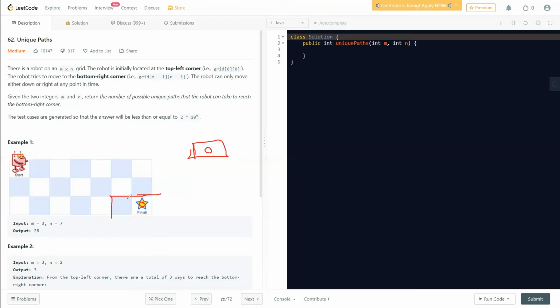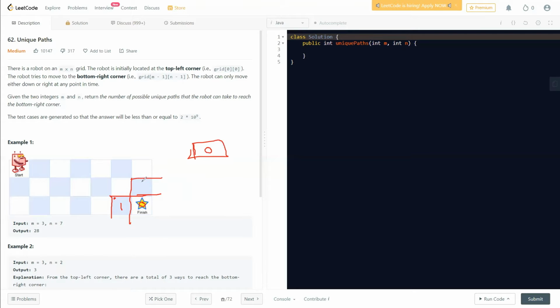Now let's say a 1 cross 2 box. Our robot is at this position and wants to reach the finish position. How many ways can the robot take? The robot can only take a single right move and it will be at its finish position. So there will be only one way. Now consider the same thing if it's a 2 cross 1 matrix, where only this part is there.